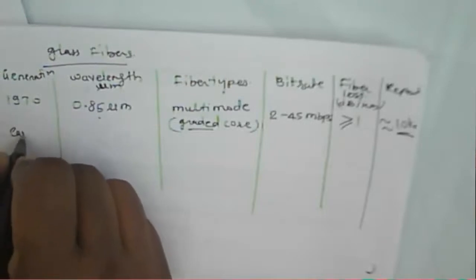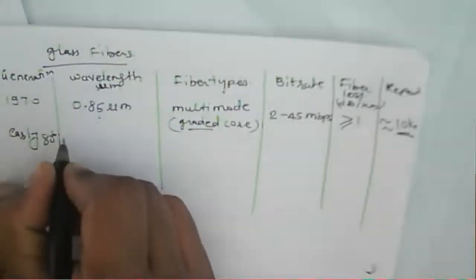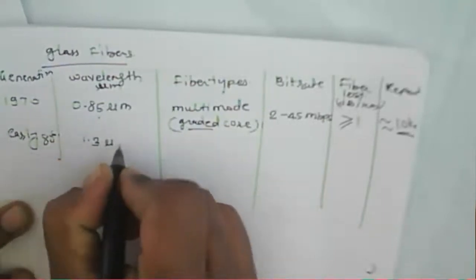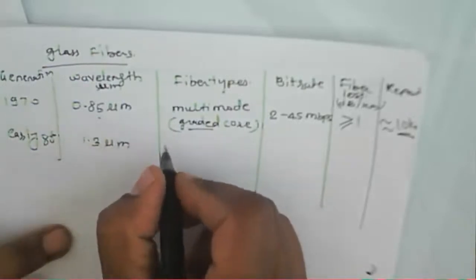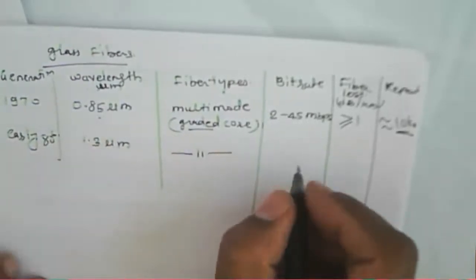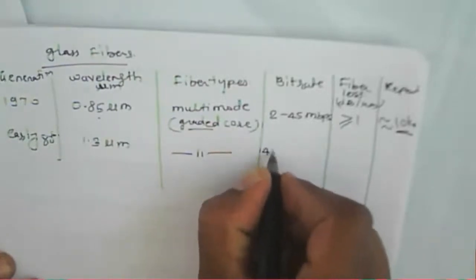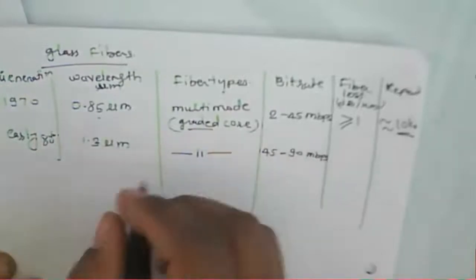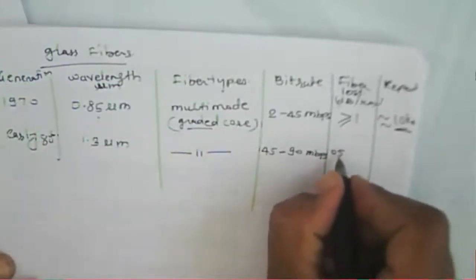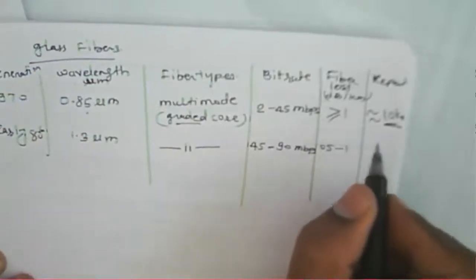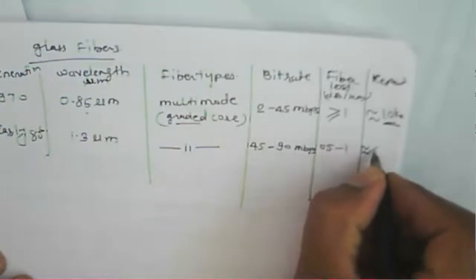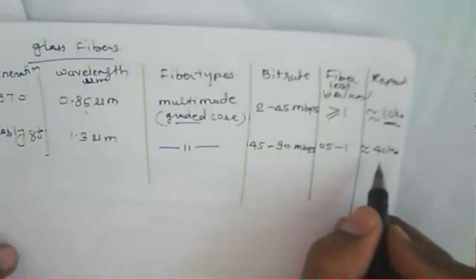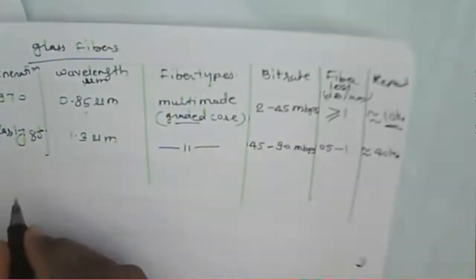Now there is advancement in the fiber. In the early 80s, the setup is of wavelength about 1.3 micrometer. Again the fiber is the same, a multimode graded fiber. Here there is an improvement in the bit rate, 45 to 90 Mbps. The loss is 0.5 to 1, and then a repeater is to be used after every 40 kilometer.